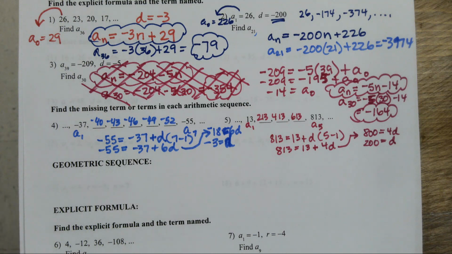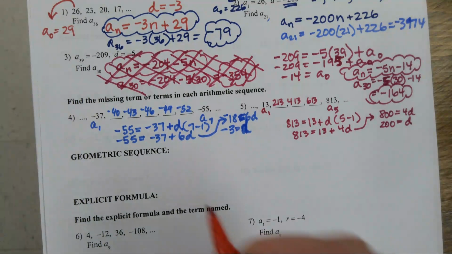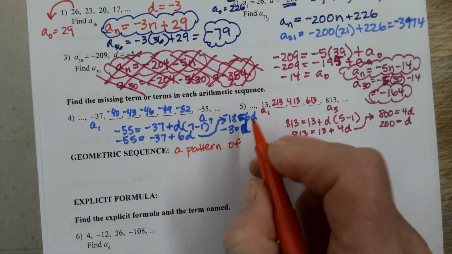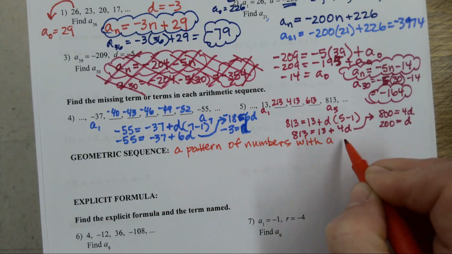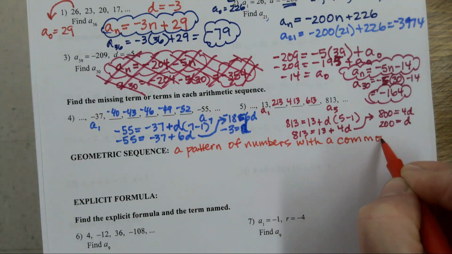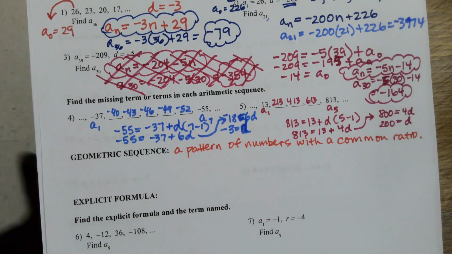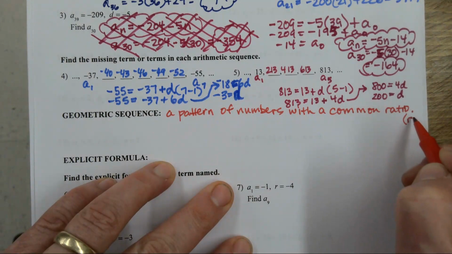Up next is geometric. Geometric is the other one that we want to focus on, where arithmetic is adding every time, geometric is multiplying every time. And so when I look at a geometric sequence, I define it as a pattern of numbers with a common ratio. And my common ratio is known as R. I'll put that down there.